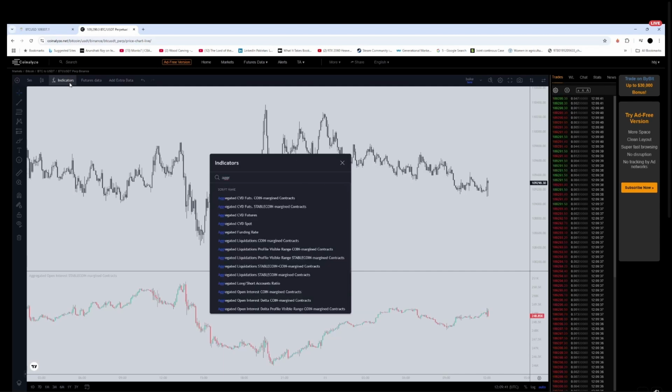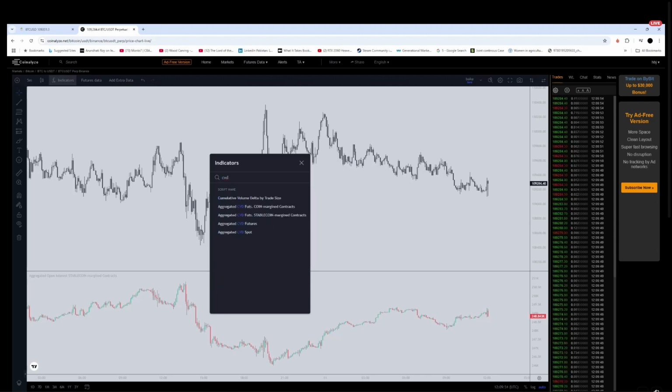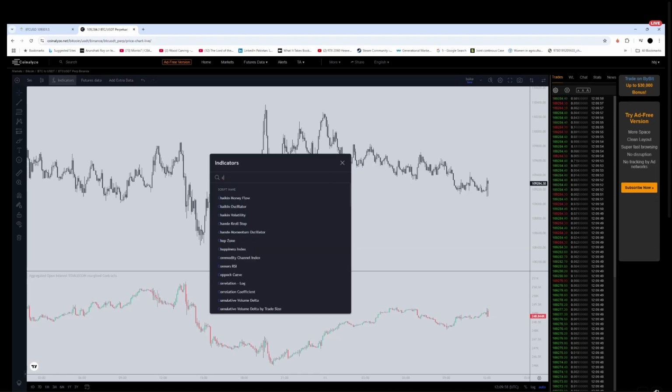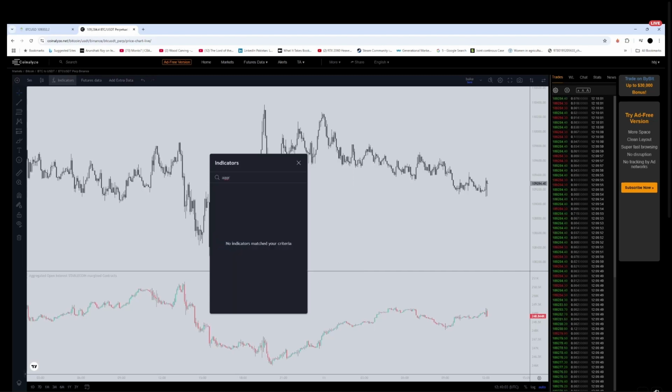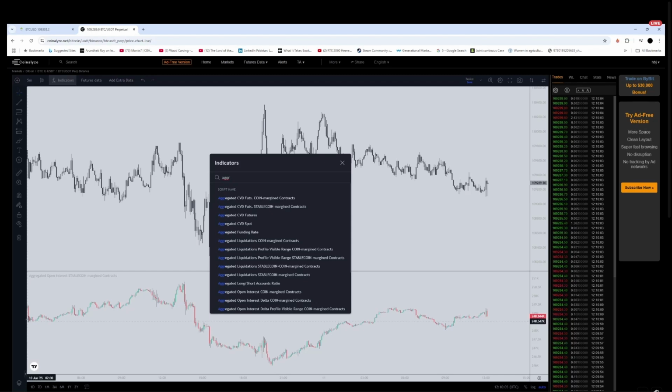Again, we'll go with aggregated ones, right? You need data with convenience. You don't have to look at CVD of every single exchange, so you rather go with the aggregated one. Even though Coinalyze does give you the option of looking at specific exchange CVD as well, which is the top one, cumulative volume. And the first one you'd get is this aggregated CVD spot.